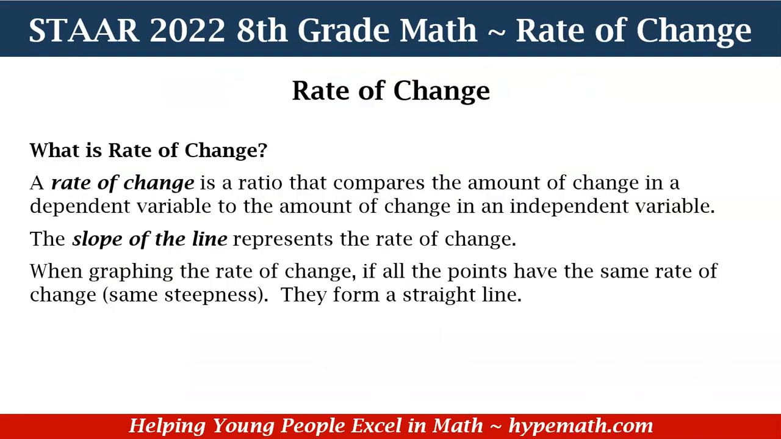Let's talk about rate of change. A rate of change is a ratio that compares the amount of change in a dependent variable to the amount of change in an independent variable. The slope of the line represents the rate of change, and when graphing the rate of change, if all the points have the same rate of change, they form a straight line.